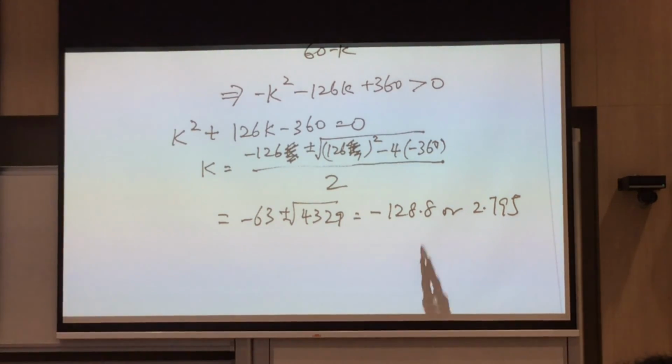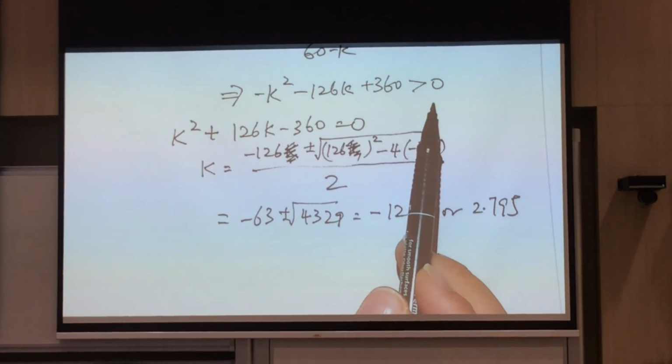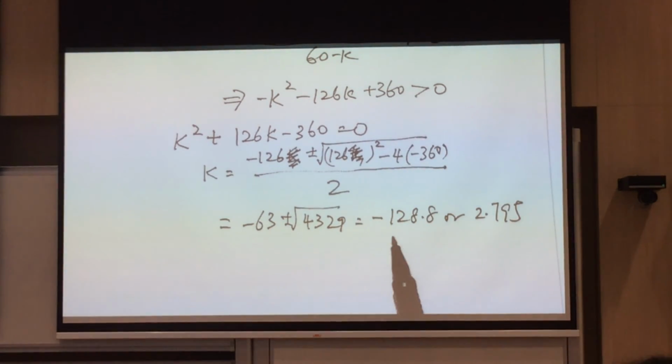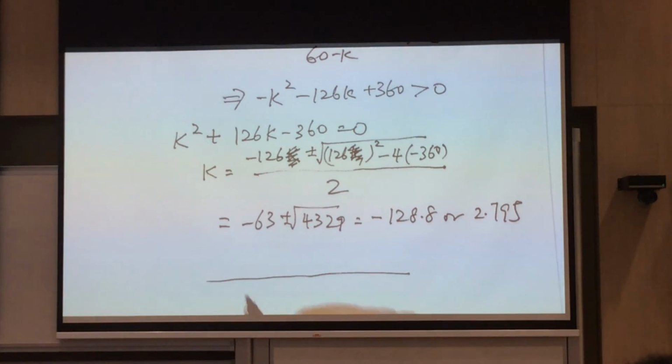Alright? So when would this quadratic expression be bigger than 0? When k is between these two roots, or outside them. Okay, maybe you don't know. So what you do now is this: put in these two numbers.